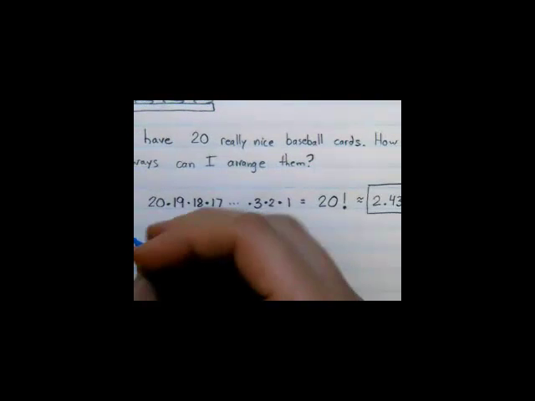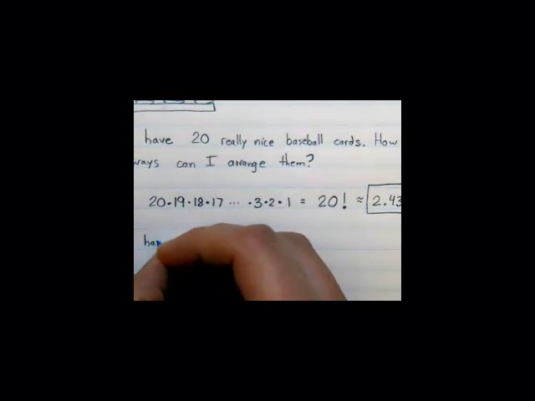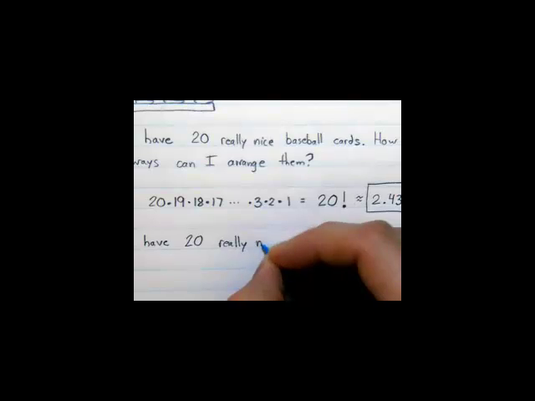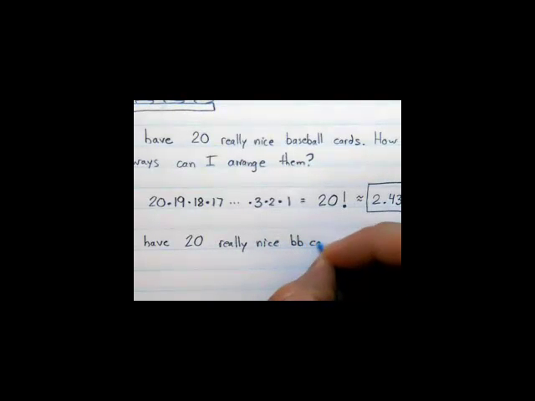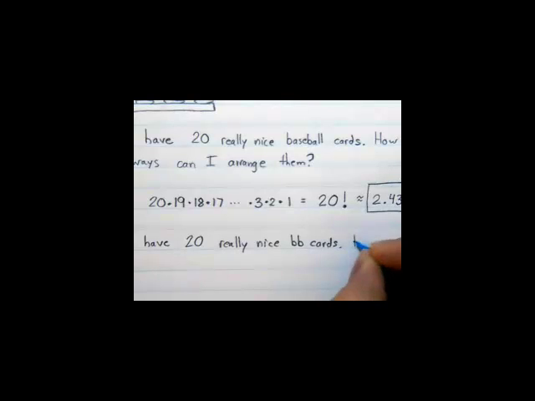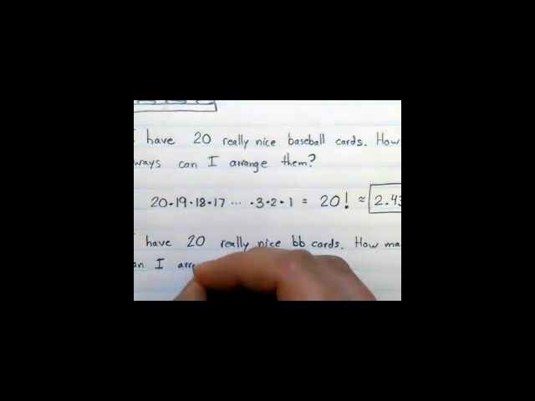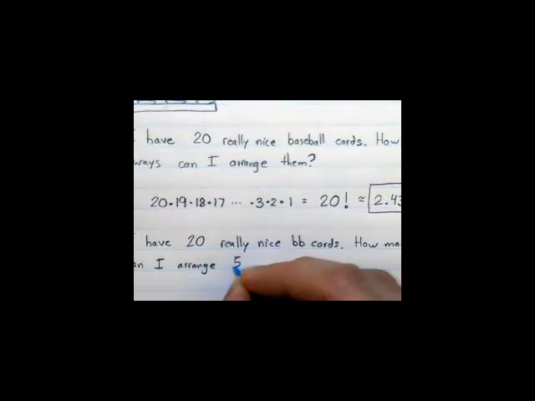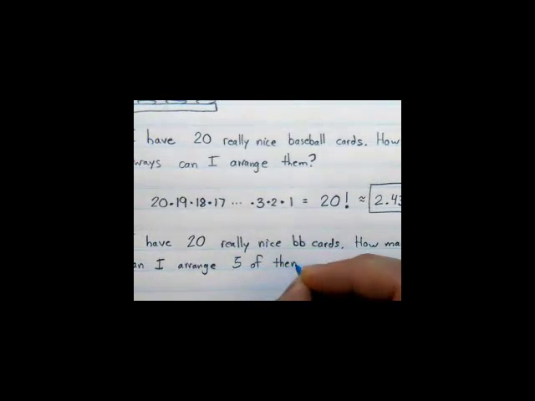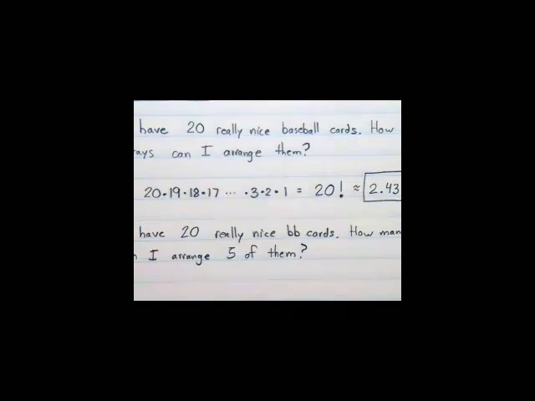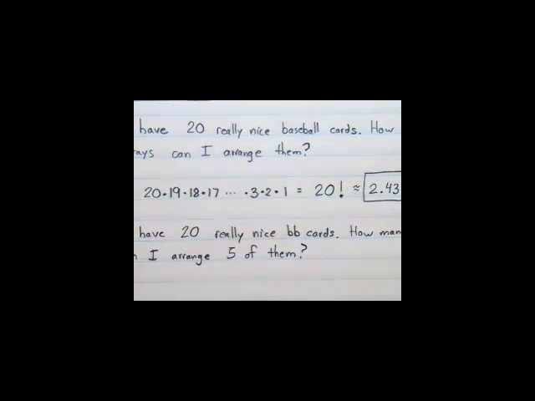So let's get the same question now. Let's say I have 20 really nice baseball cards again. So how many ways can I arrange them, but only 5 of them? Think about how that would change how we do this. Instead of having 20 spots to display them, I have only 5, right?